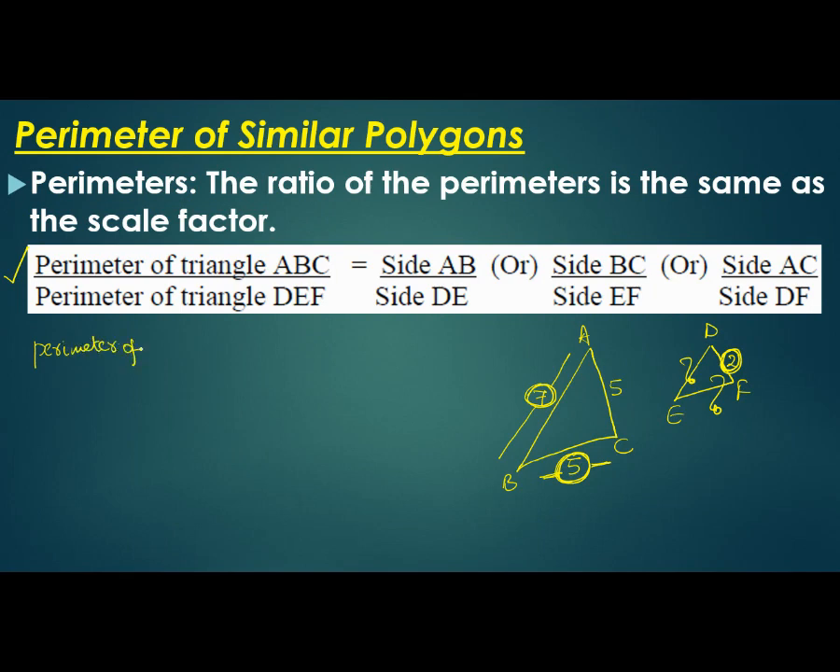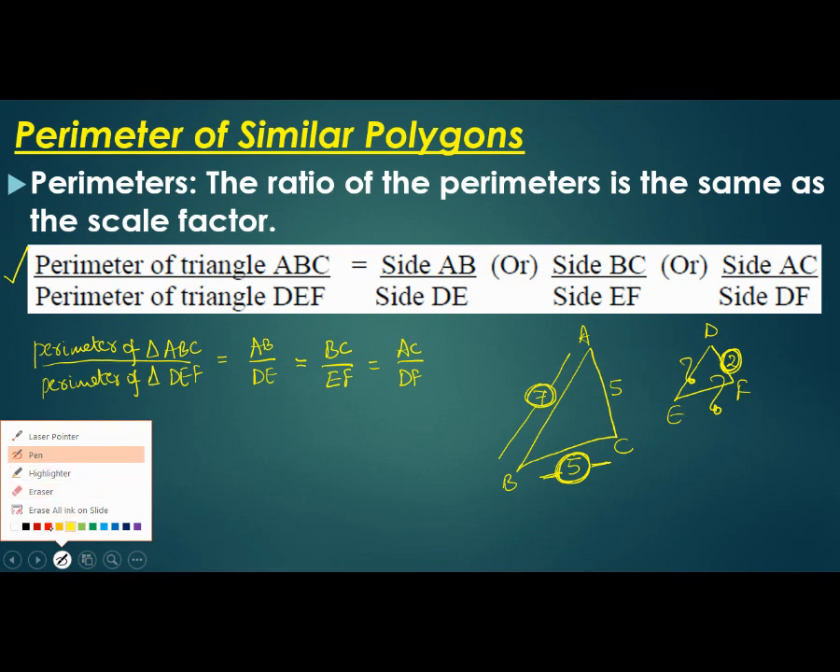triangle ABC over the perimeter of the second triangle, which is DEF. But make sure that we are taking the corresponding sides, like side AB over DE. I hope you remember the corresponding sides, because we discussed the corresponding sides of similar triangles in the previous classes. BC over EF and AC over DF.